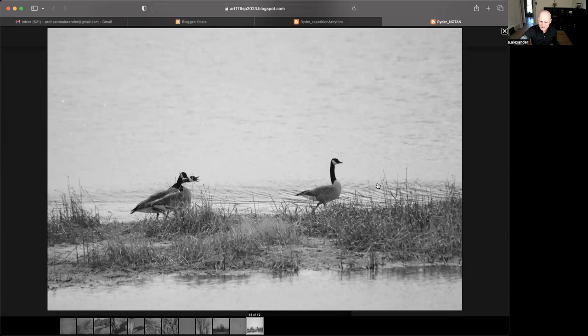It feels much more like a photograph of ducks. I guess these are ducks, or I'm not sure what they are. Geese, maybe those are geese. Anyway, it's a photograph of birds. And so what we were going for is the exploration of this balance between positive and negative space.